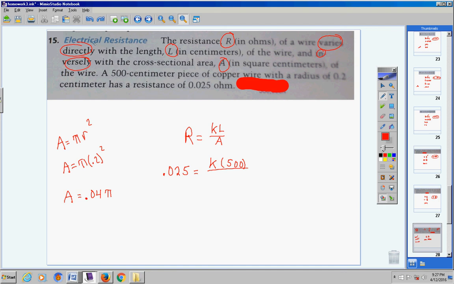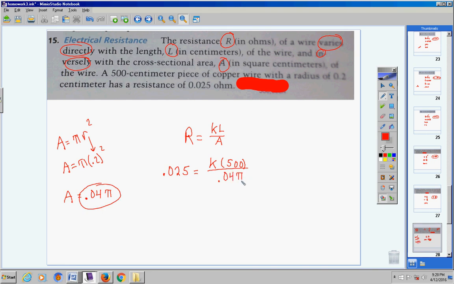So there's my area. Let's go over it again. Did they give me the area? No, they gave me the radius. So if they give me the radius, I have to find the area. Here's how you find the area of a circle, pi r squared. For the radius, I put 0.2. I square it, I get 0.04. There's the area. So I'm going to put 0.04 pi. Now let's solve for K.